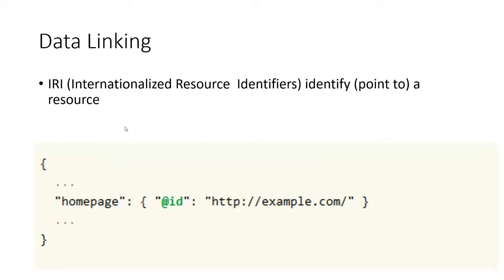But when we are talking about IRIs, that stands for Internationalized Resource Identifiers, and that's a way to identify or point to a resource on the web. So in a schema, it could be, for instance, a homepage, and the @id for that will be, and then we define our own homepage or whatever. That's a pointer.